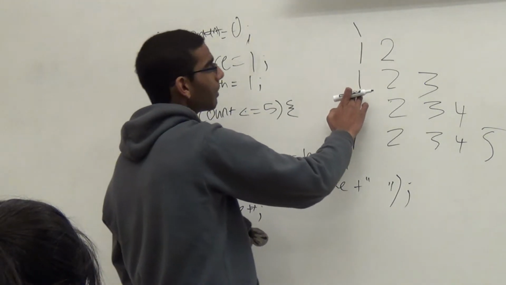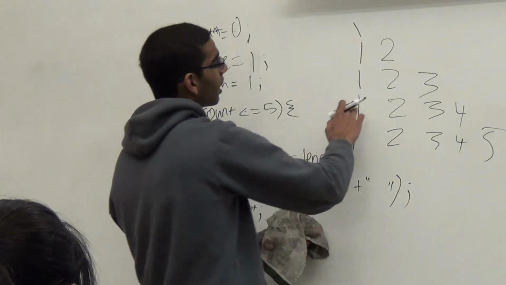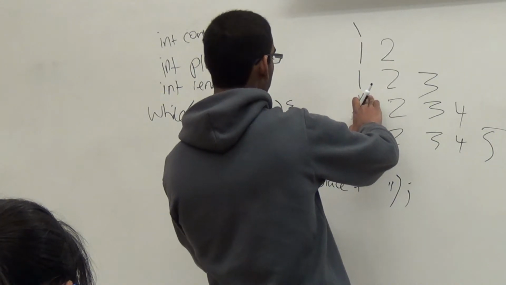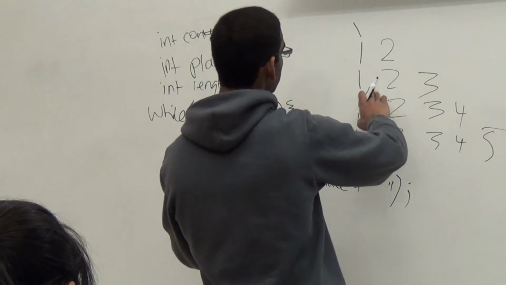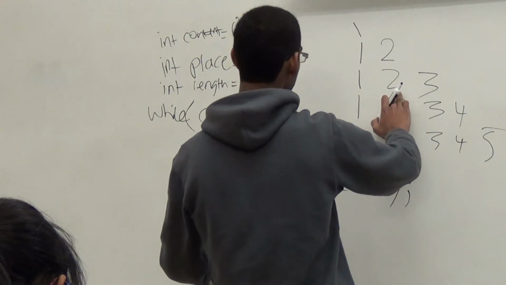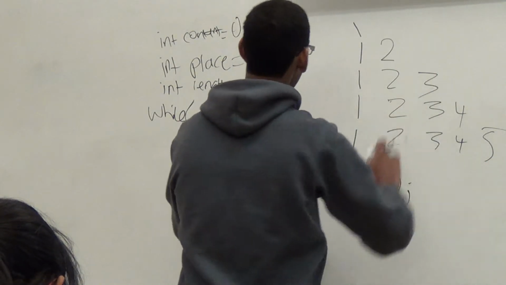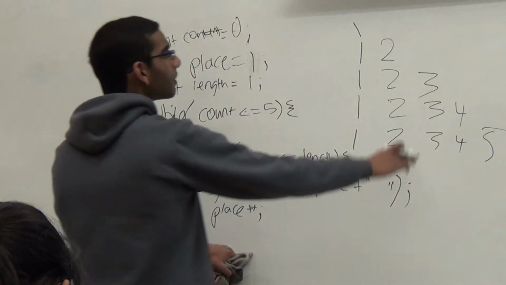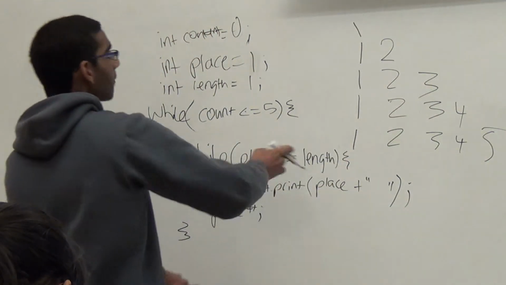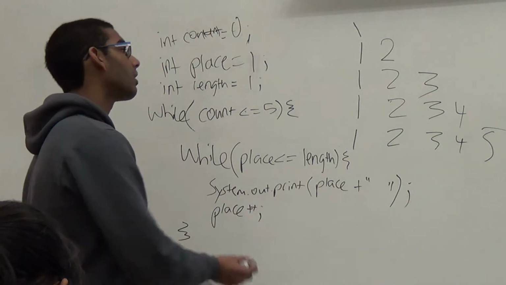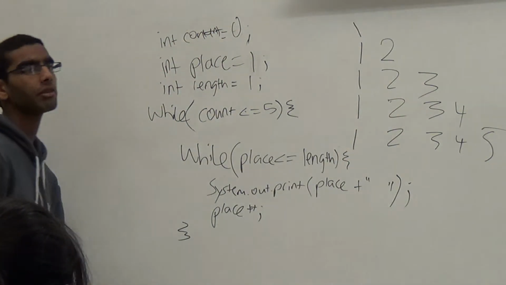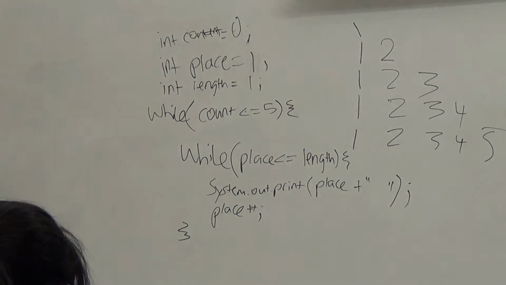Let's say we're in this column, right? We have place equal to 1 here, so we print out 1. Then we increment place, it's equal to 2, so we print out 2. Then we increment place, so it's equal to 3. Then we print out 3, right? What do you want after that? So this is 3 now. You don't want it to go to 4 here, right? So what do you have to do to place after this while loop is done executing?